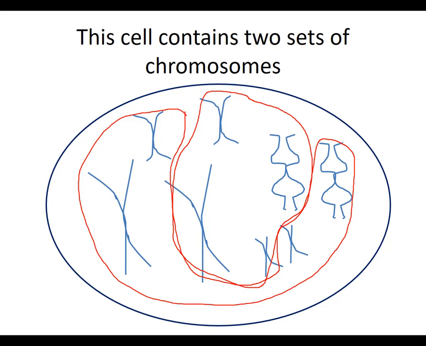So those are your 2 sets. But it just so happens that in this picture, the chromosomes are shown in the dyad form. But whether the chromosomes are monads or dyads, that doesn't influence how many sets there are.